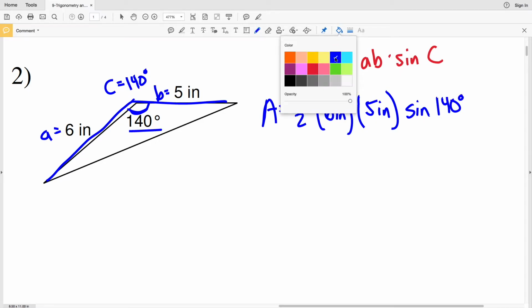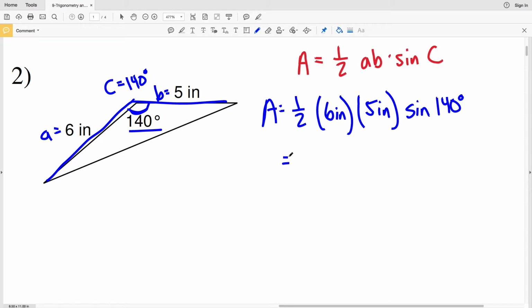Entering that into our calculator, 1/2 times 6 times 5 times the sine of 140 will equal 9.64, which rounds to 9.6. And since our sides are in inches, this is going to be 9.6 inches squared as our area.